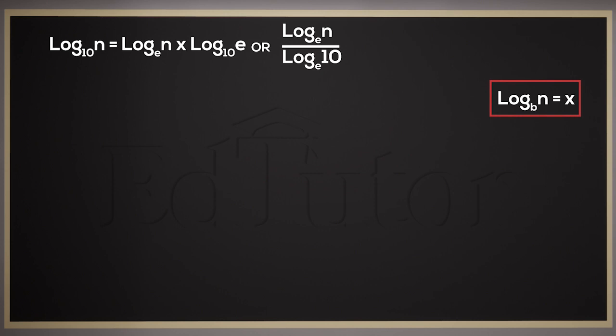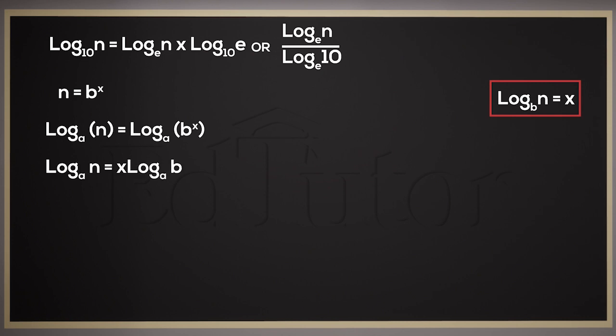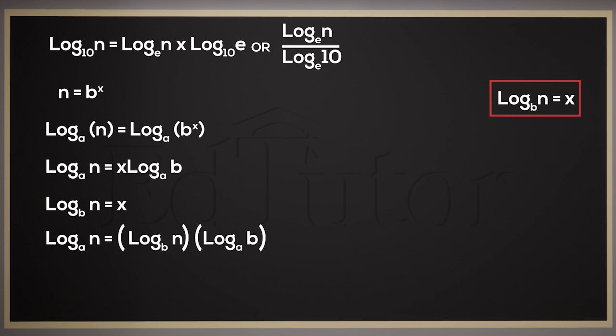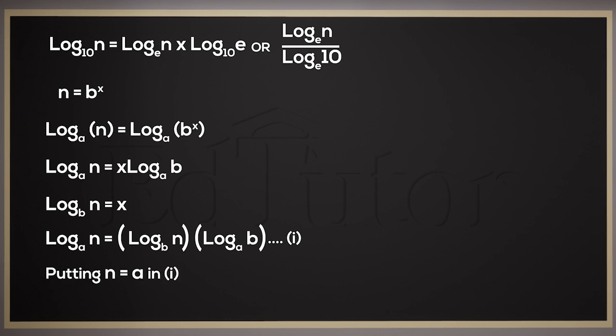Suppose the log of n with base b equals x. Then this will be its exponential form, right? After applying log with base a on both sides of this equation, we get this. Now we apply the power law on this part. It becomes x into log b with base a. We now substitute this value of x and get this. Call it equation 1. Write 1 next to it.